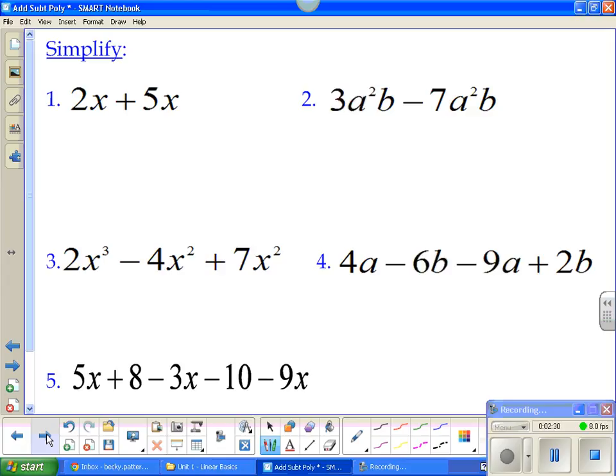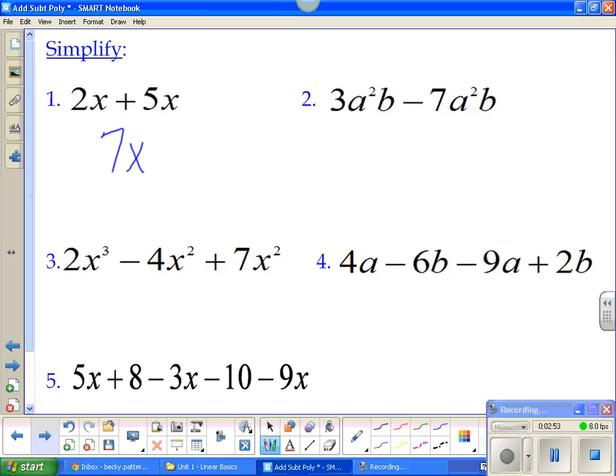So if I look at number 1, I have 2x plus 5x. Yes, they are like terms because they both have an x. I can add them together, and we know that 2 plus 5 is 7. So that gives me 7x, not 7x squared. Do not add powers when you add your like terms. Again, you are just adding the numbers in the front.